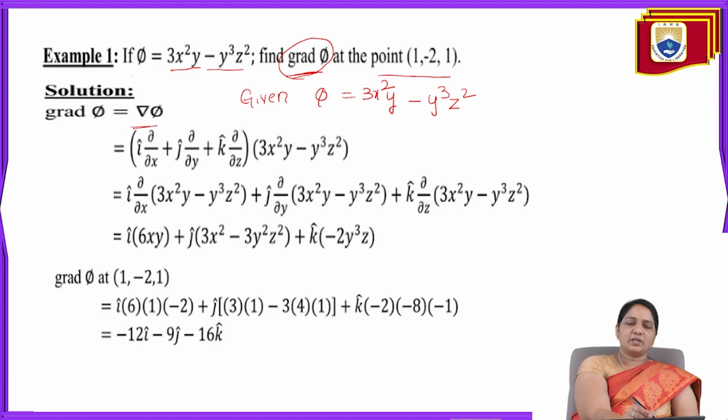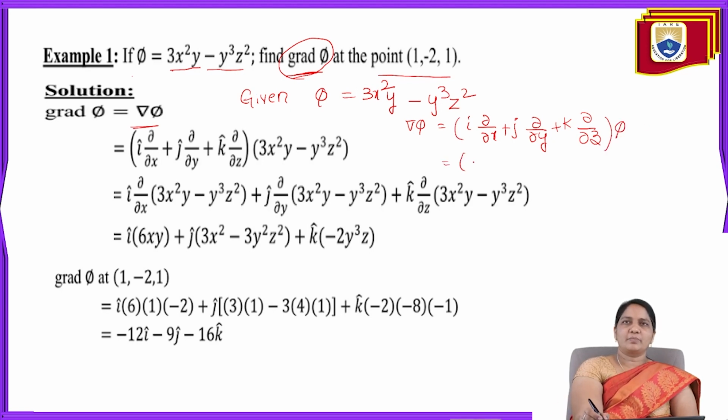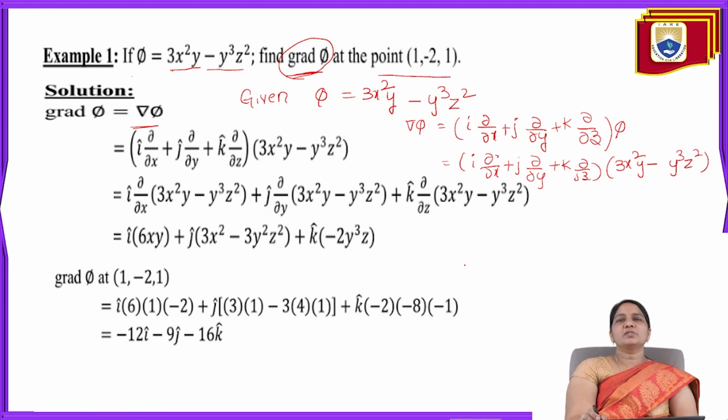So grad pi means nothing but del pi. The formula for del pi is del equals i into ∂/∂x plus j into ∂/∂y plus k into ∂/∂z, applied to the function pi. Here the given function pi is 3x square y minus y cube z square.